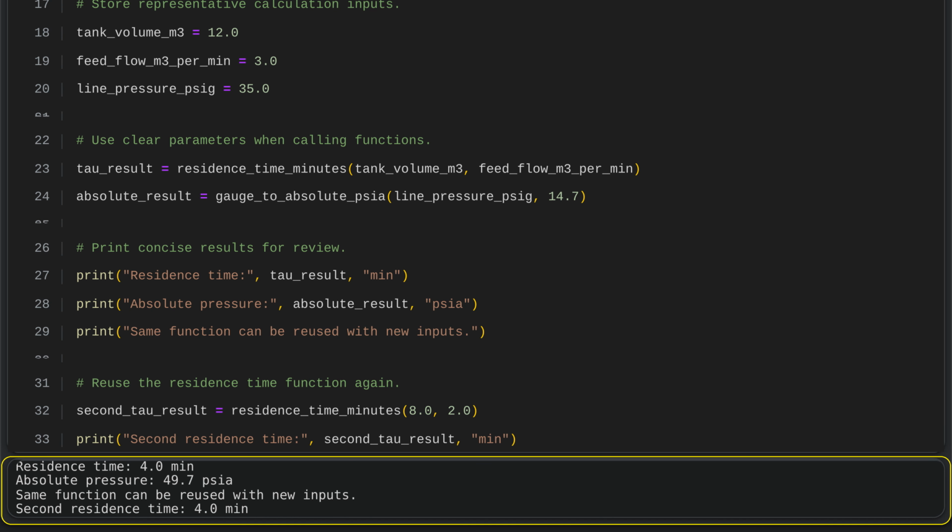The script defines two reusable engineering calculation functions. One finds residence time by dividing volume by flow rate, and the other converts gauge pressure to absolute pressure by adding atmospheric pressure. In the example, a 12 cubic meter tank with a flow rate of 3 cubic meters per minute gives a residence time of 4 minutes, and a gauge pressure of 35 psi becomes 49.7 psi absolute. The residence time calculation is then repeated with different inputs, showing that the same function can be reused for similar cases.